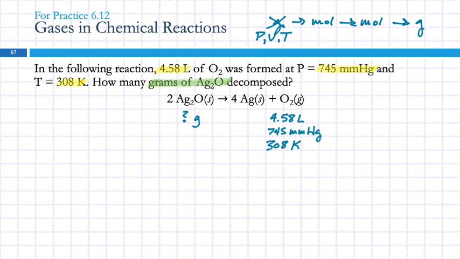So the first thing is to find the moles of oxygen. So rearranging the ideal gas law, the moles of oxygen is equal to the pressure times the volume divided by R times the temperature. Well, here we have the volume and the pressure and the temperature. Are all of those good units? No. Millimeters of mercury isn't going to work, right? So we need to convert that to atmospheres before we can use it in the ideal gas law.